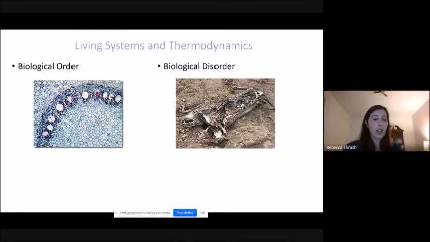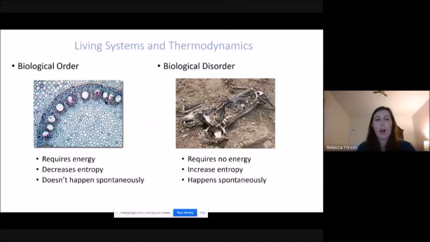So you can think of this as keeping biological order and avoiding biological disorder. Here on the left-hand side, I've got a picture of a cross-section of a stem, and you can see that there's a lot of order to the layout of different areas of the stem. And here on the right, I have a picture of an animal that is undergoing active decay. So the only reason why you have this really nice, beautiful, ordered structure is because that plant has been harvesting energy in order to create those structures and to keep them from decaying.